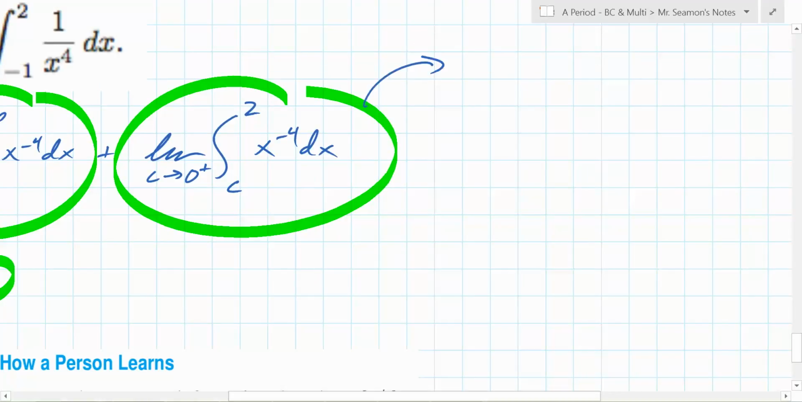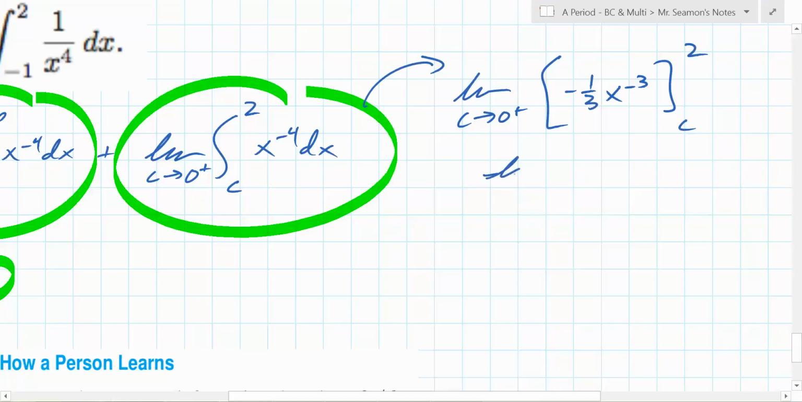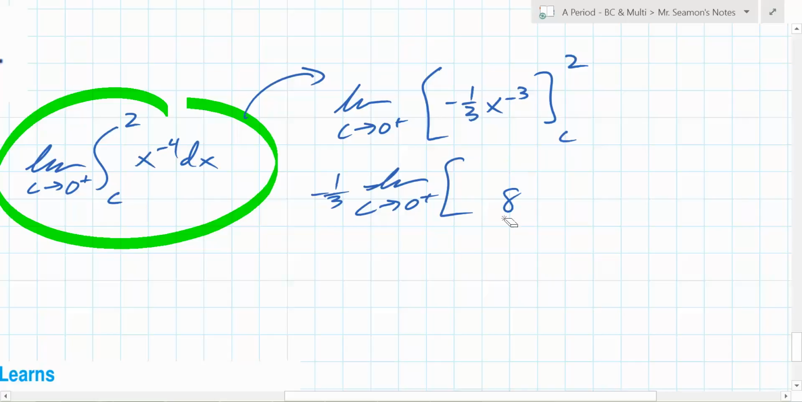No. Look, you have the limit as c goes to 0 from the right. If you integrate this thing, what do you get? Negative 1/3 x to the negative 1/3, and you're going from c to 2, right? So you have negative limit as c goes to 0 from the right of negative 1/3. You're plugging, so it's 1/3. We can pull this out, right, if we wanted to, just like that. 1/8, like that. Oh, not negative, correct? Just 1/8.